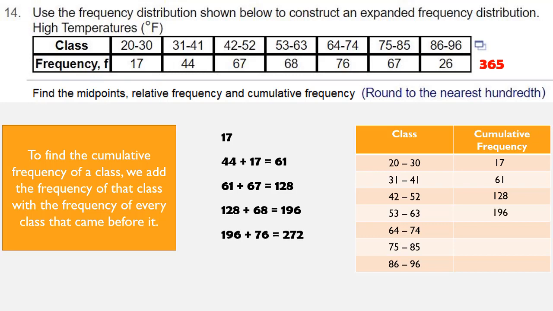196 plus 76 is 272. 272 plus 67 is 339. And 339 plus 26 is 365. Remember, the last cumulative frequency should always be the size of the sample. And that's your answer.